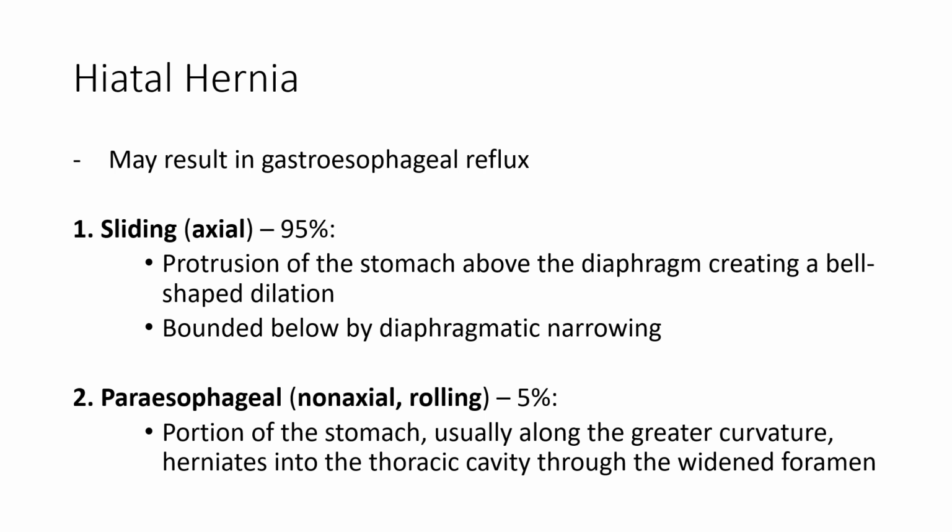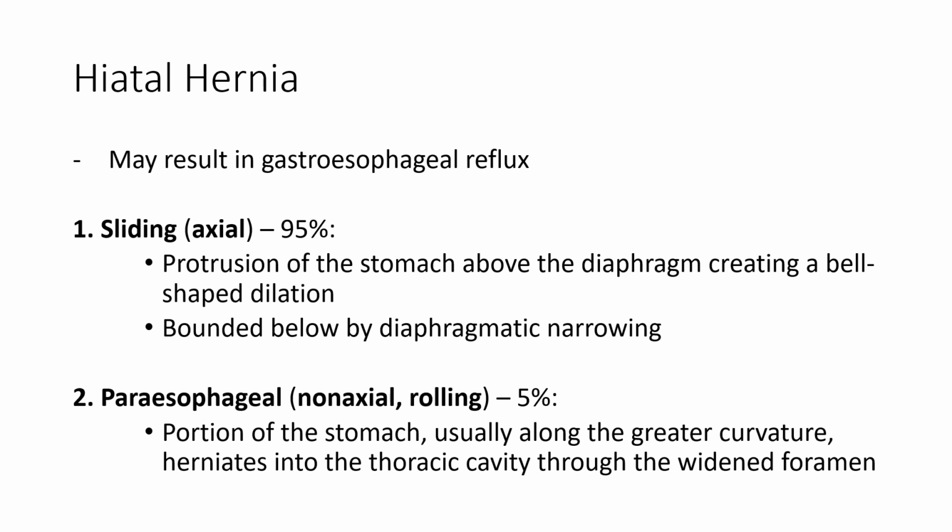In this type, part of the stomach herniates above the diaphragm. However, this part that herniates is bounded below by the narrow diaphragmatic opening, and the gastroesophageal junction in this type is displaced upward as the gastric cardia slides into the hiatus. In the next slide, we will see a picture describing this.